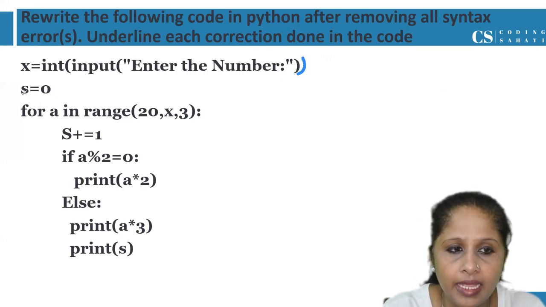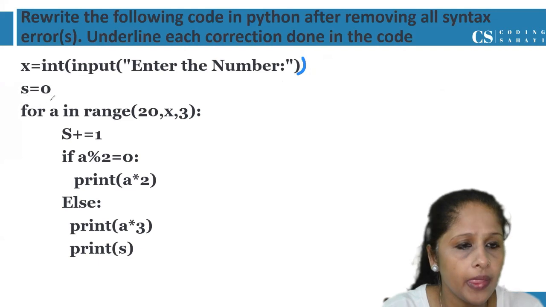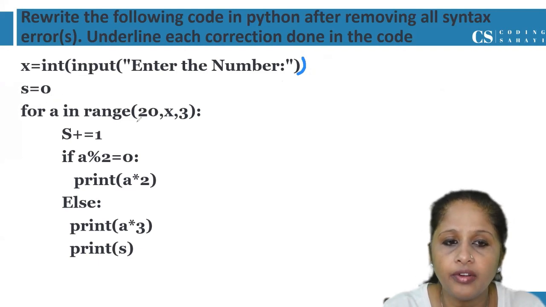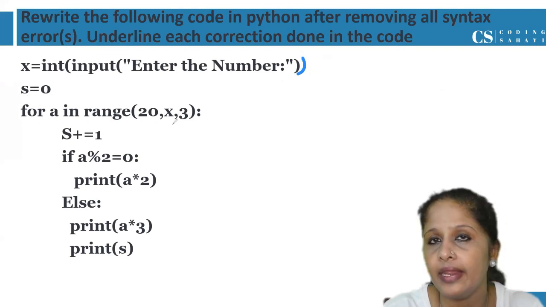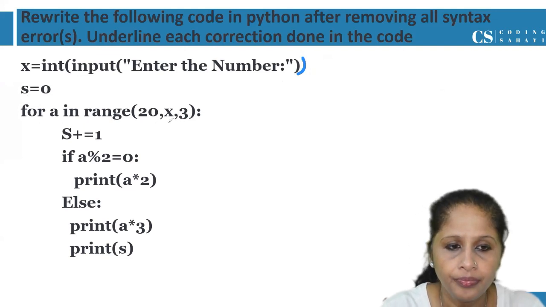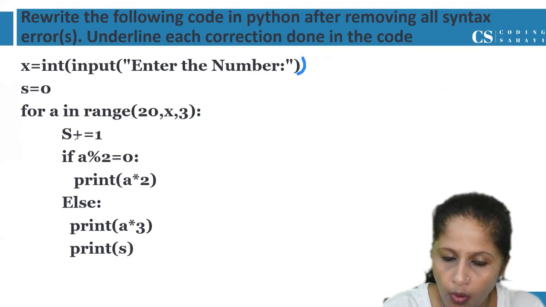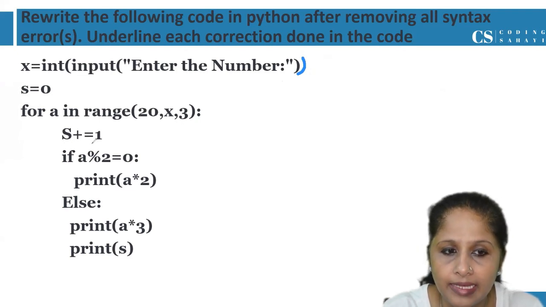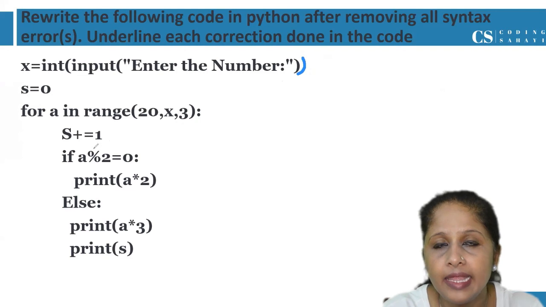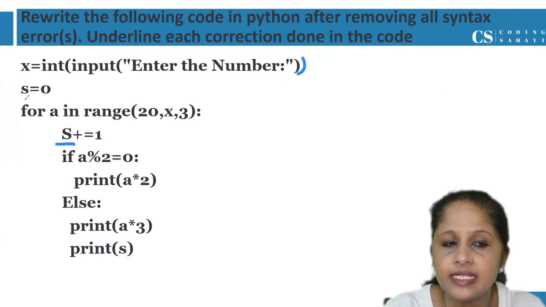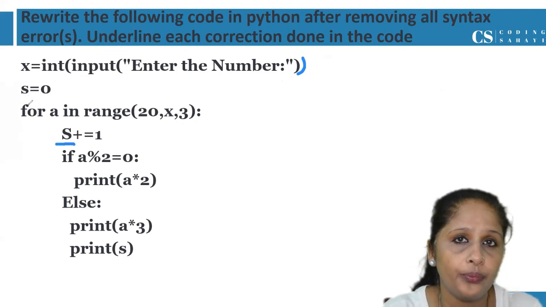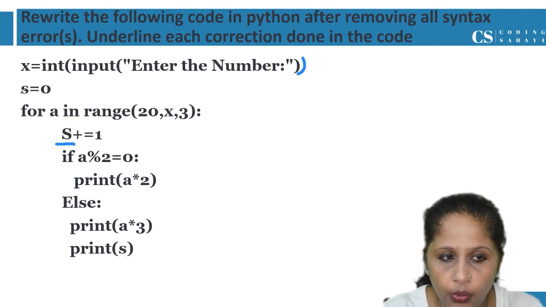Then coming to the next line, it is written s equal to 0. No problem. Then for a in range of 20, x, 3, then colon. So is there any problem here? No problem. Then indentation is proper. After that it is written s plus equal to 1. Is there any error in this line? Yes, here we have given capital S. Actually we initialized it as s equal to 0. So here this is the problem. So either this must be changed or this must be changed.